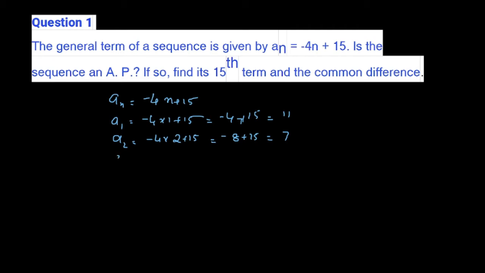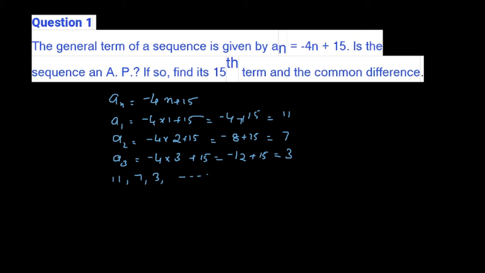Now we'll find out one more term, A3, because then only we can find out the common difference. A2 minus A1 is D, and A3 minus A2 is also D, right? So A3 also we have to find out, that is minus 4 into 3 plus 15 is equal to minus 12 plus 15 is equal to 3, right? So three terms are, first term is 11, second term is 7, and third term is 3, and so on, right? Okay, now we have to check whether this sequence is an AP or not, right?